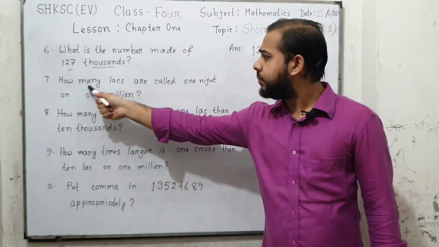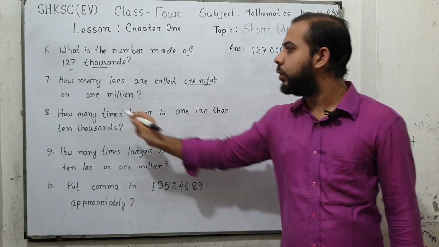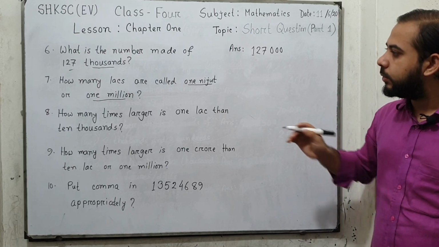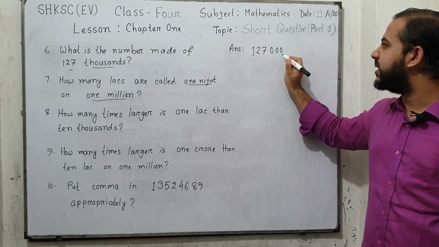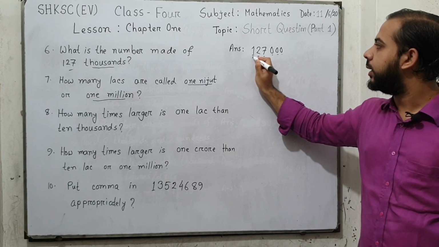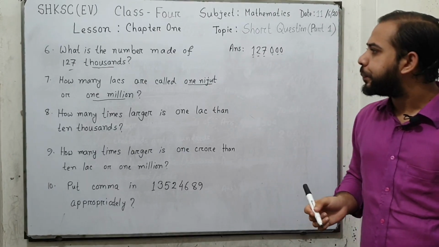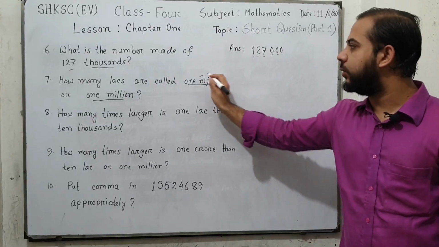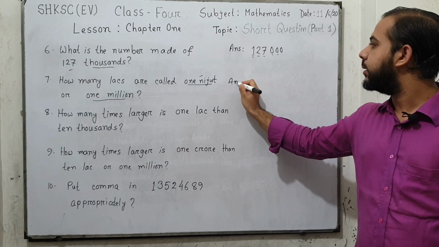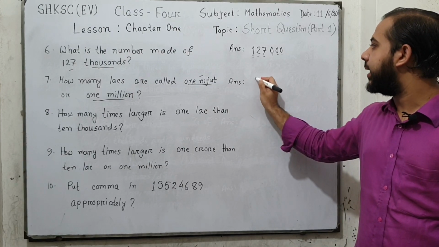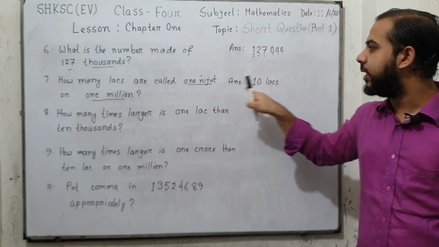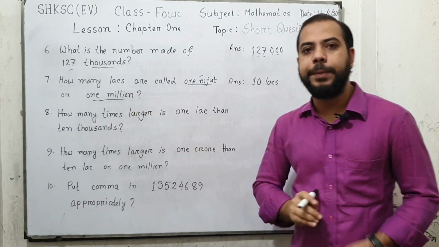Now question number 7, how many lakhs are called 1 nijut or 1 million? So we know that in any number, this is ones place, this is ones, tens, hundreds, thousands, ojut, lakh, then nijut, then crore. So how many lakhs are called 1 nijut or 1 million? We know that the answer is 10 lakhs. We call 10 lakh equal to 1 nijut or 1 million.